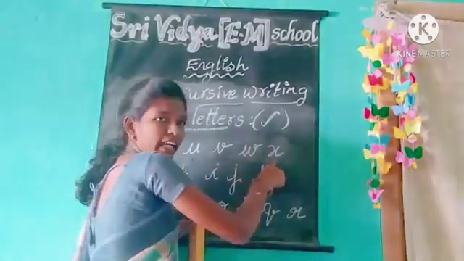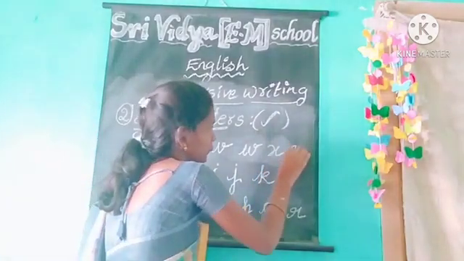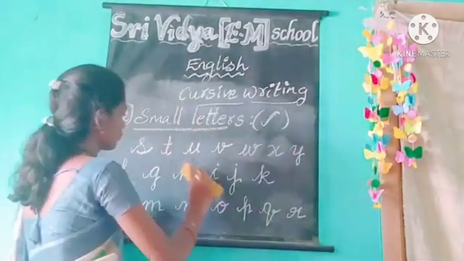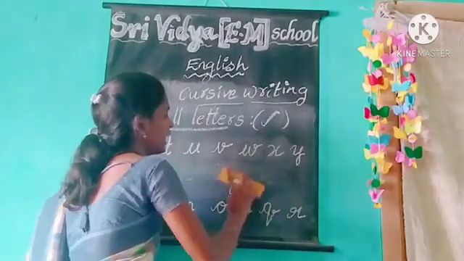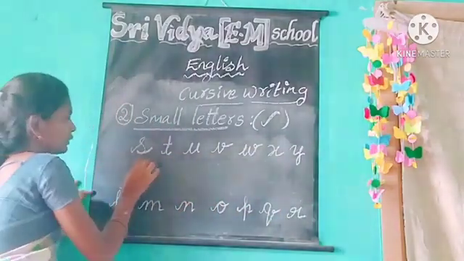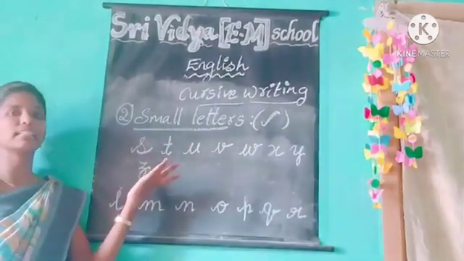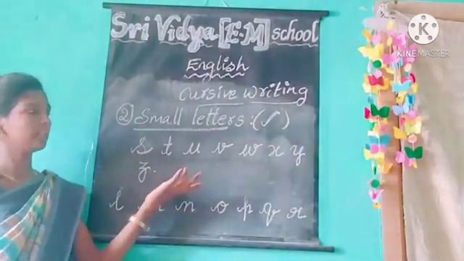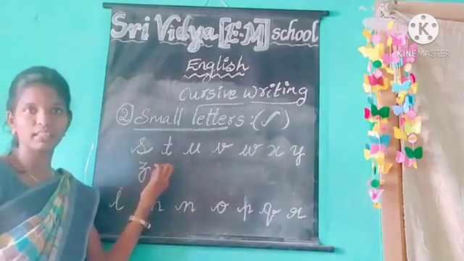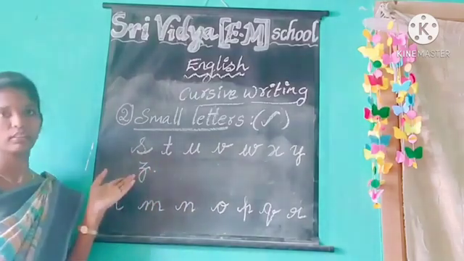Okay. Then after X, what is the next letter? Y. After Y, the last letter is Z. In the capital letters and in the small letters, the Y and Z will be similar, but the size will be short. When we write in the small letter, the letter will be short. Okay, is it clear?